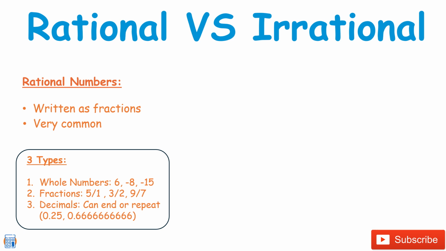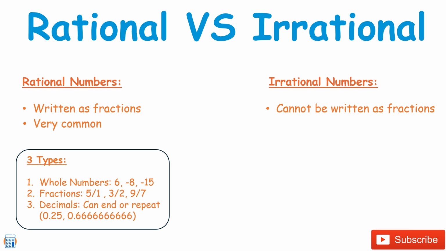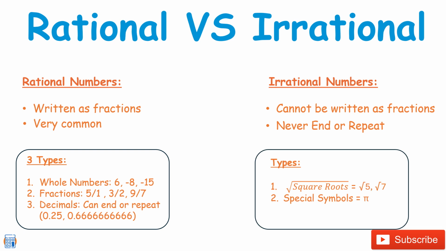So you might be thinking that covers nearly every single number. What could an irrational number be? So irrational numbers, they cannot be written as fractions, and they never end or repeat. So these types, we're going to be going into more detail with them later on in the series, and they're usually when you get towards the more theory-based maths and the harder maths. So the two types are square roots, such as the square root of 5 or 7, and special symbols. So you can get pi, and when you later go towards A level, you get e.